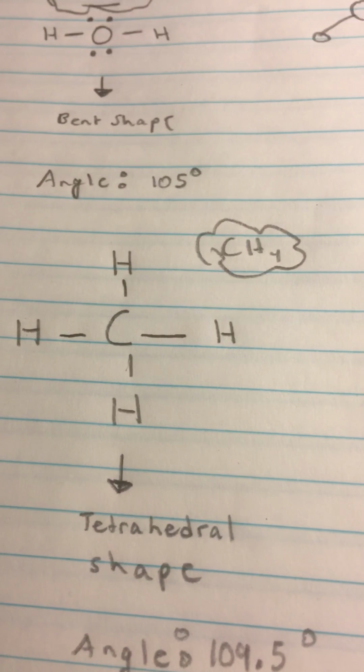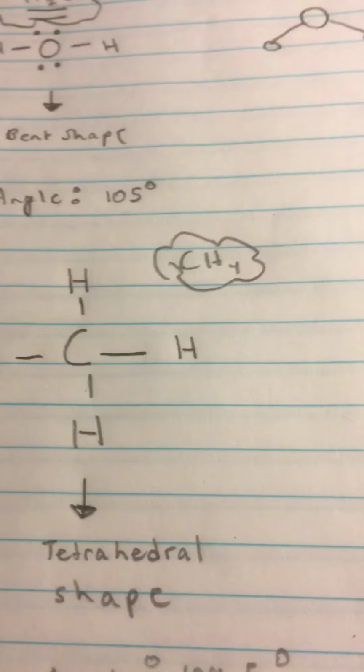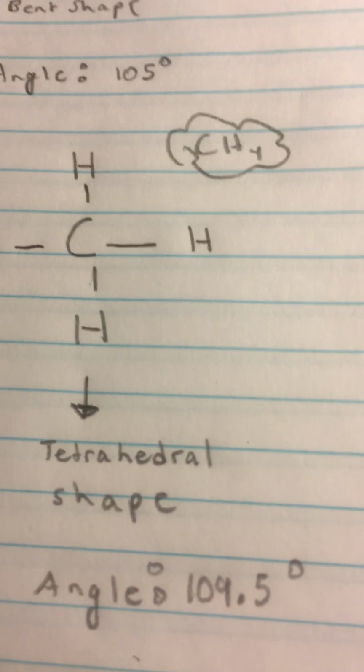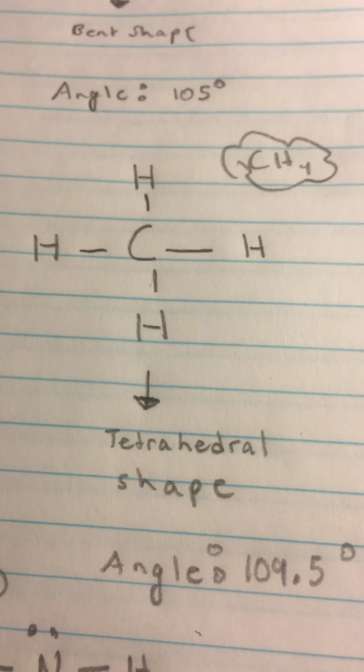And then this results in a tetrahedral shape, and the word tetrahedral is used just because there's four bonds and there's no extra lone pairs. And then tetrahedrals have an angle of 109.5 degrees. So, yeah.